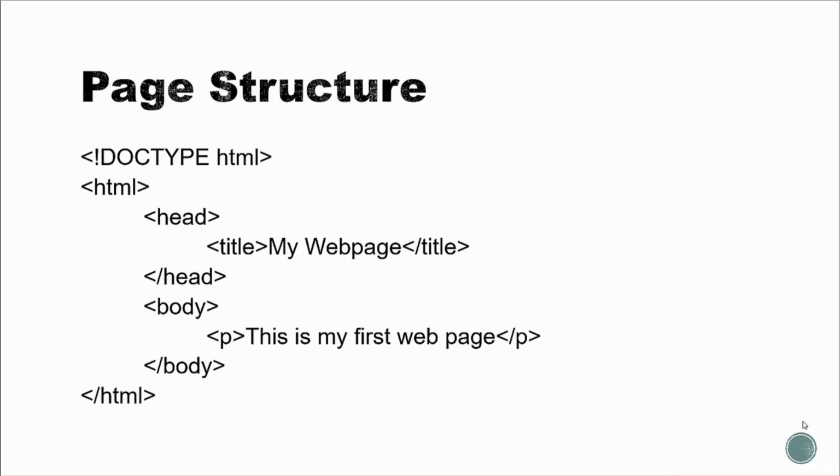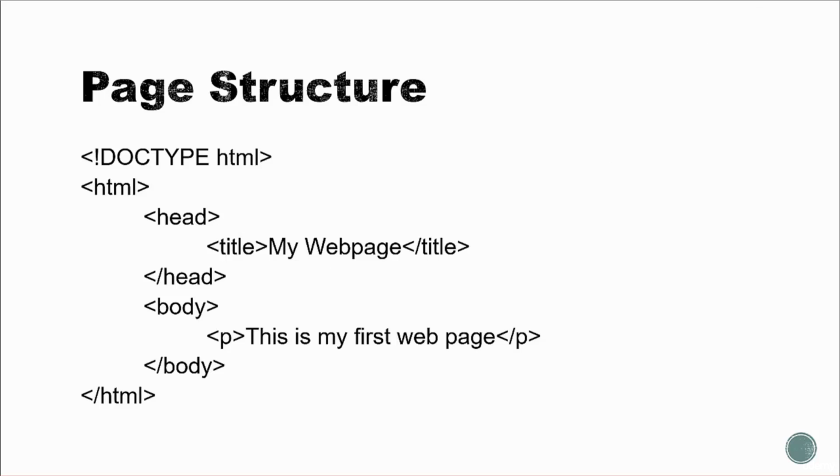So here's an example of an HTML page structure. We have the doc type at the top. The doc type basically declares what version of HTML or XHTML we're using, and I'll get into that in a little bit. And then you can see we have our HTML tags, which wrap the entire document, and then we have two areas. We have a head area and a body area.